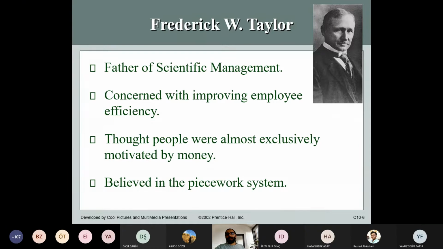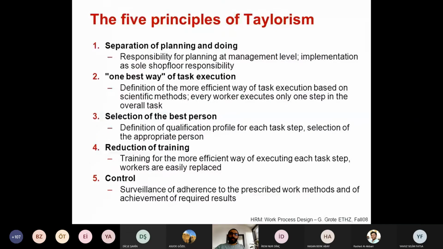He thought that people are almost always motivated by money. So he created a system and motivated workers by giving them more money. This is the Taylor system. So he provides 5 principles here to increase the motivation and the efficiency. What were they? Let's remember them.